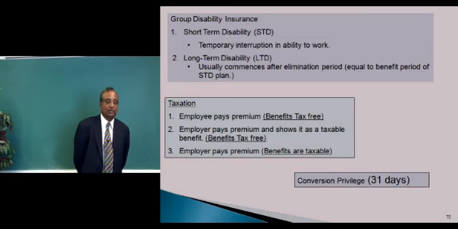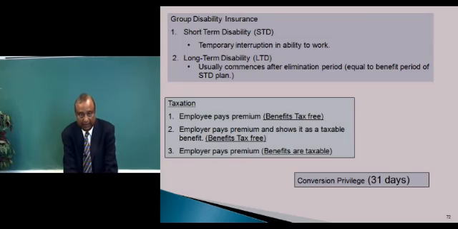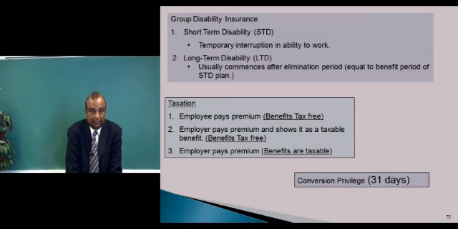The long term disability plan can usually be converted within 31 days of quitting the plan to an individual plan. How much can you convert? To the extent you're covered.